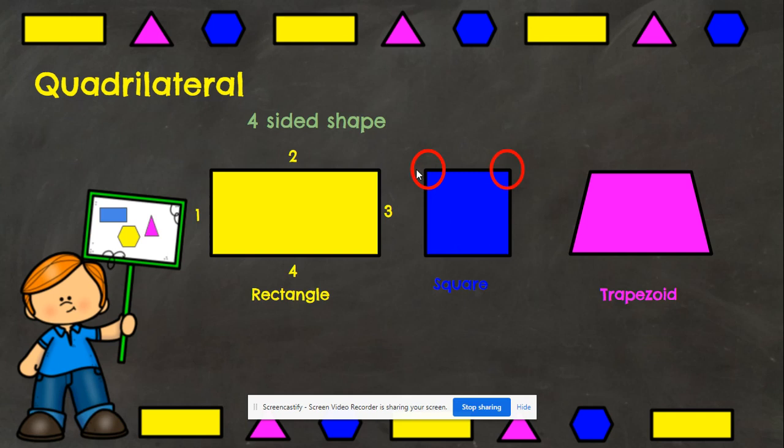And four angles. 1, 2, 3 y 4. 1, 2, 3, and 4. The same thing happens with the trapezoid. One side, two side, three side, four side. And how many angles? One angle, 2, 3, and 4.